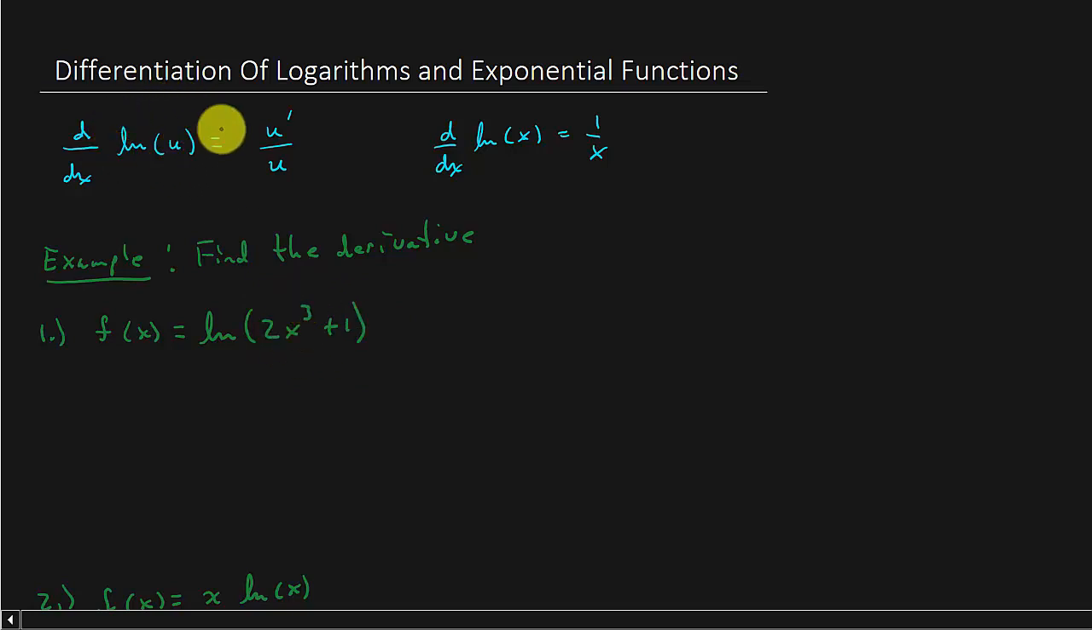So to take the derivative of natural log u, whatever you're taking the natural log of goes in the denominator, and the derivative of that goes in the numerator. And you can see this rule applies to natural log x also. X goes in the denominator, and then what's the derivative of x? 1. You get 1 over x. So let's get started and work some examples.